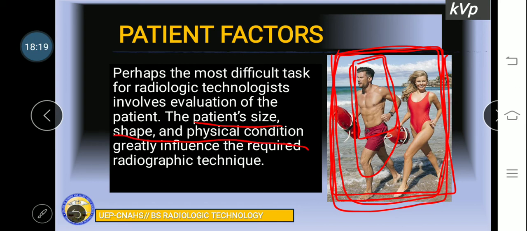So that's one of the challenges of radiography, especially the bata, the baby of course, versus mga ganito na nakaka-follow ng instruction. So that's also one thing to consider. Iba nga naman ang factor nito, tapos factor ng baby, hindi yan the same, di ba? So yun.